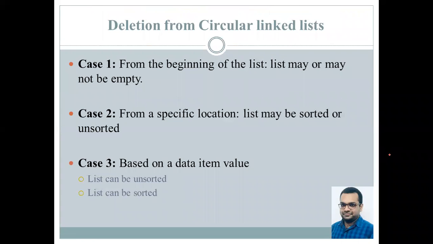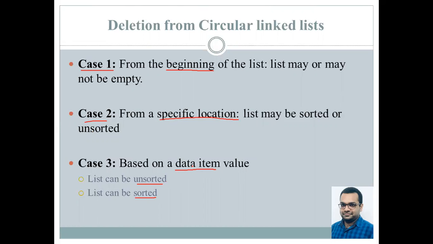Now deletion means removing one or more nodes from the linked list one at a time. These are the four possible cases, as in the case of a singly linked list. Case number 1, when the deletion has to be from the beginning of the linked list. Case number 2, when the deletion has to be from a specific location. We are given the location directly, we jump to that location and delete the node from the linked list, or based on the data item value. The list may be unsorted or sorted.